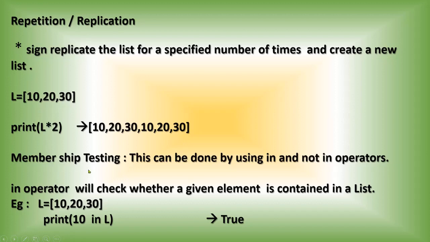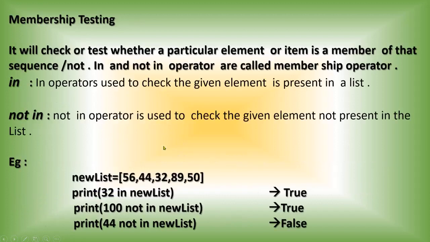And the third one is membership testing. There are two types of membership testing operators. One is the in operator and one is the not in operator. The in operator will check whether a particular element is present in the list or not. The not in operator will check whether a particular element is not present in the list.